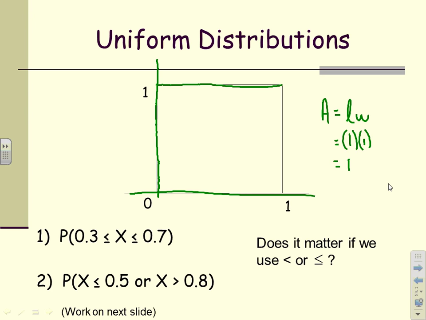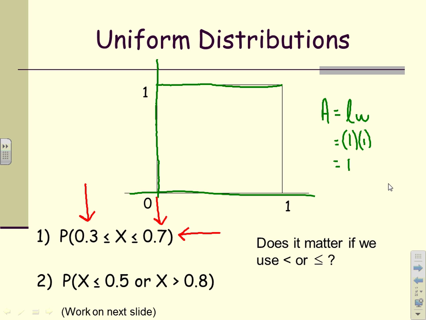And as the question pops up there, it doesn't matter if we use less than versus less than or equal to. That's referring to our first question here. Well, we kind of just went over this on the previous slide, but no, it doesn't matter, because the probability of either one of those events, meaning the probability that x is exactly 0.3 or exactly 0.7, is 0. So again, we're just looking at the area between them. The inequality symbol, whether it's less than or equal to, does not matter.